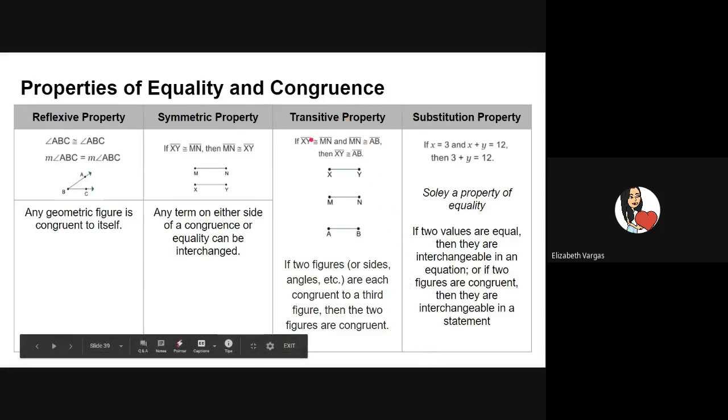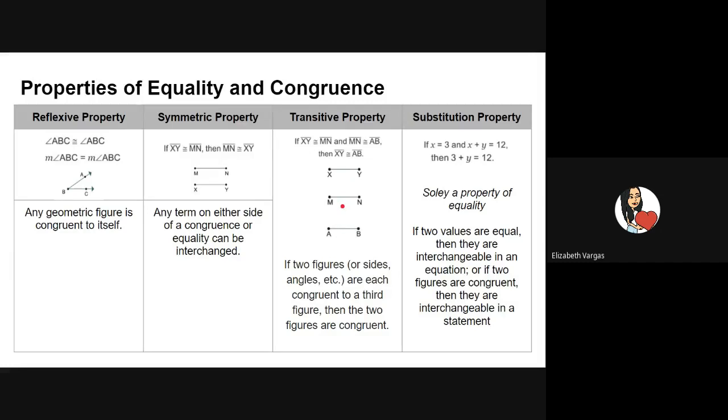So for example, this one says line segment XY is congruent to line segment MN, and MN is congruent to AB. Well, because I know that these are all congruent to each other, I can assume that XY is congruent to AB as well. So that's kind of what the transitive property would look like.